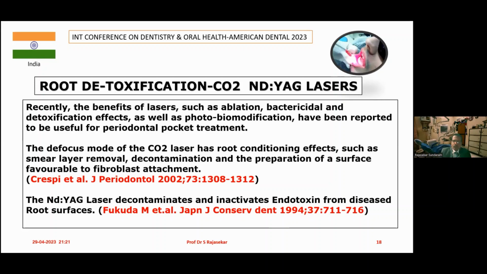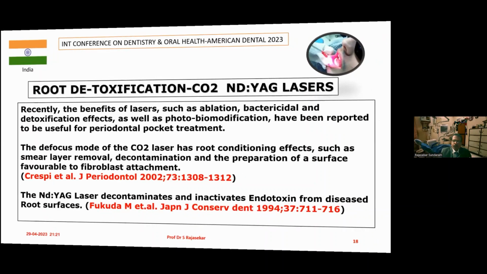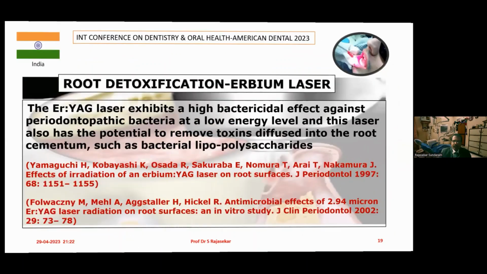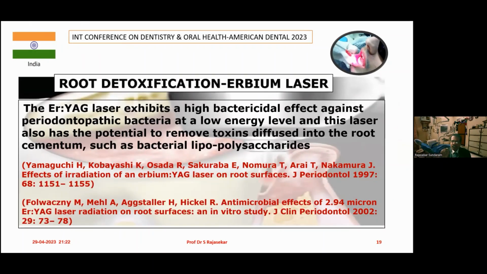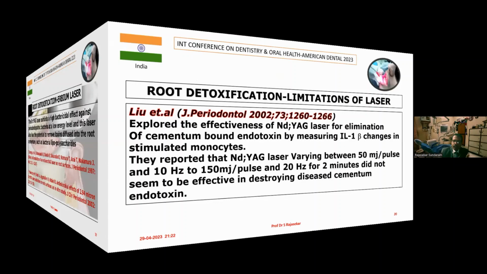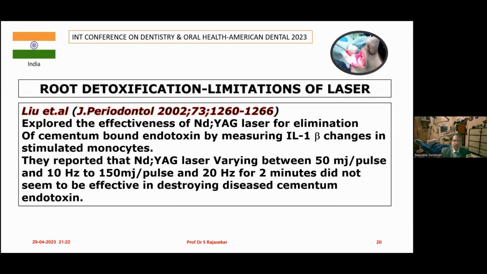Similarly, Nd:YAG laser also inactivates the endotoxin from the root surfaces. But the erbium YAG laser shows the highest bactericidal effect against periodontopathic bacteria, even at low energy levels. And they also produce very little thermal change. The erbium YAG has been found to be the supreme laser in removing the root surface endotoxins.